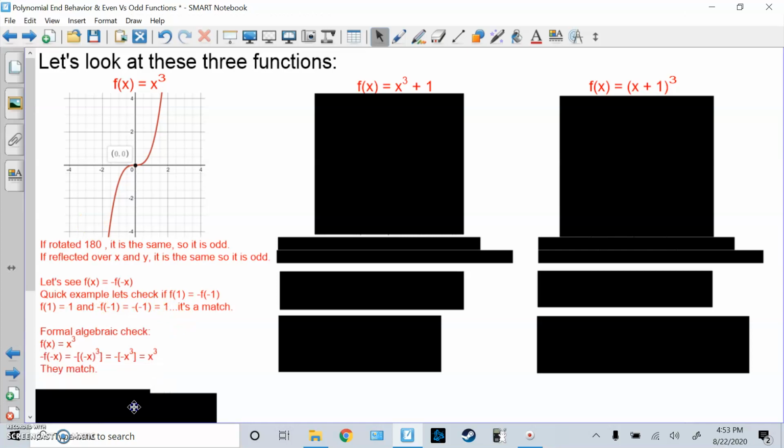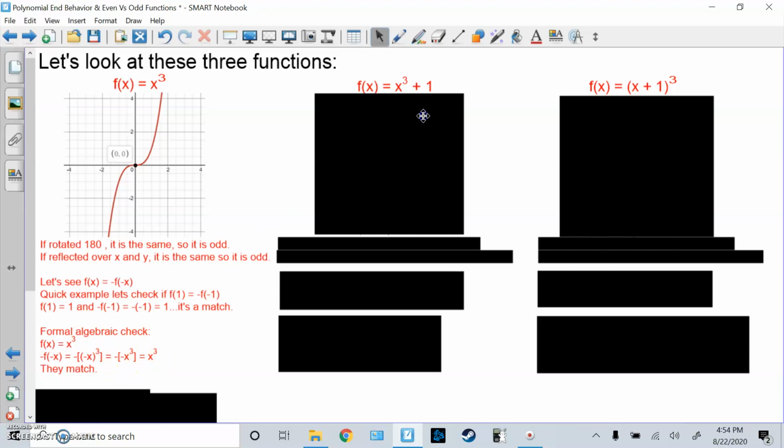Alright, here's the formal algebra. The original is x cubed. I'm going to plug in negative x for every x in the original. And then once I finish that, I'm going to multiply the whole equation by negative on the outside. So negative x cubed: negative times negative times negative is still negative, and x times x times x is x cubed. Then a negative of negative x cubed is positive x cubed. They're matching, they're the same.